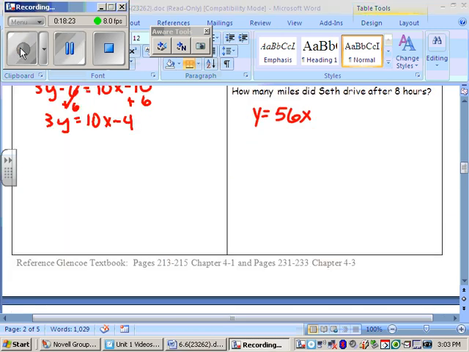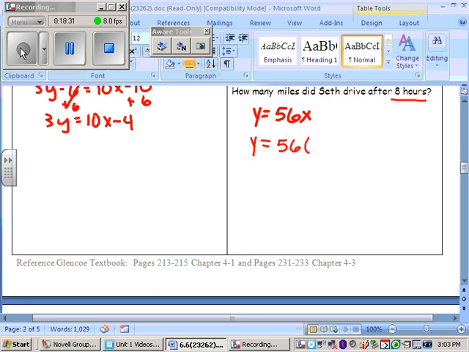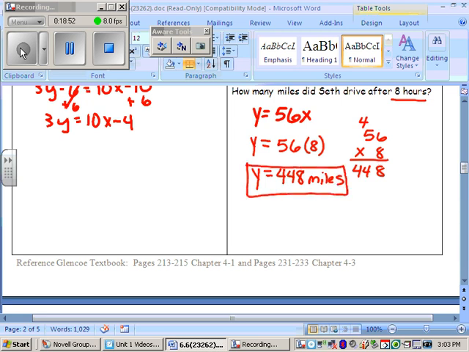Okay, so in this question it says, how many miles did Seth drive after 8 hours? So we would replace the x, because the x represents the hours, with 8. And if we multiply 56 times 8, what would we get? 448 miles. So again, Seth would be able to use this equation to calculate his number of miles depending on how many hours he plans on driving. And that completes the lesson on the application of writing equations.